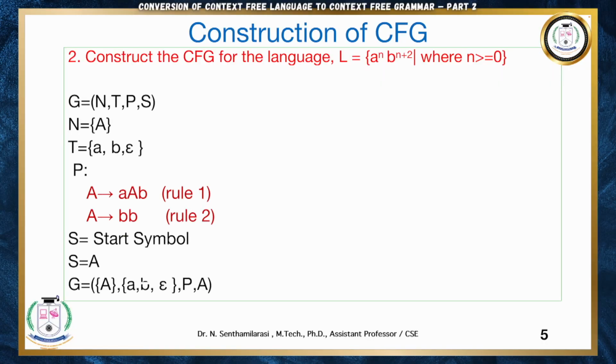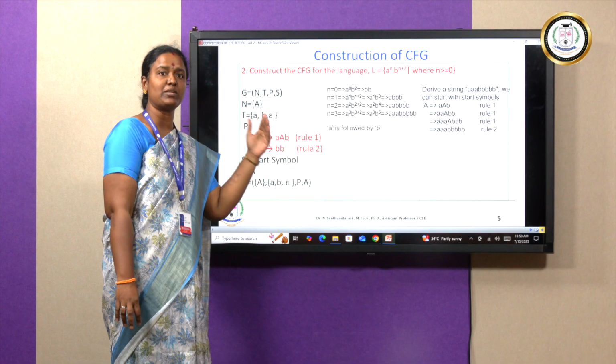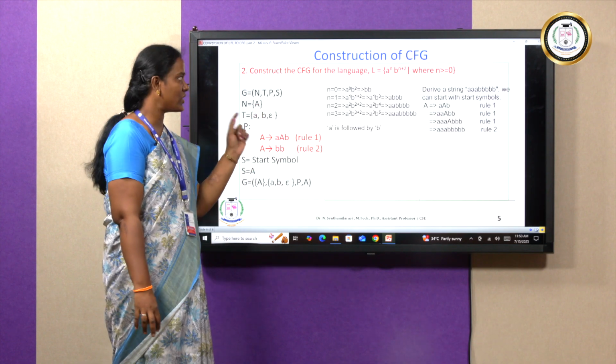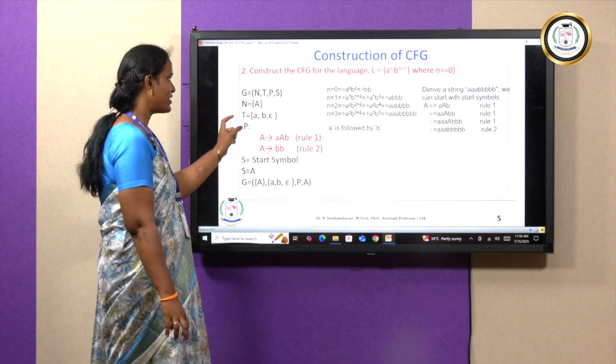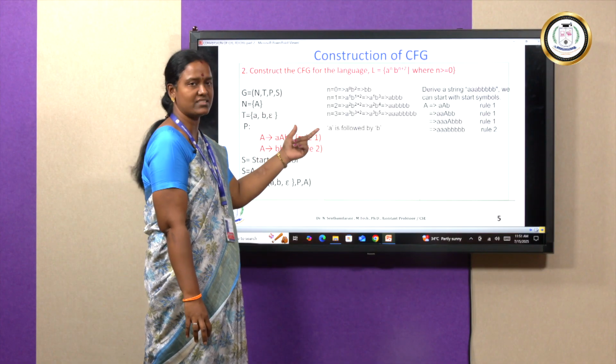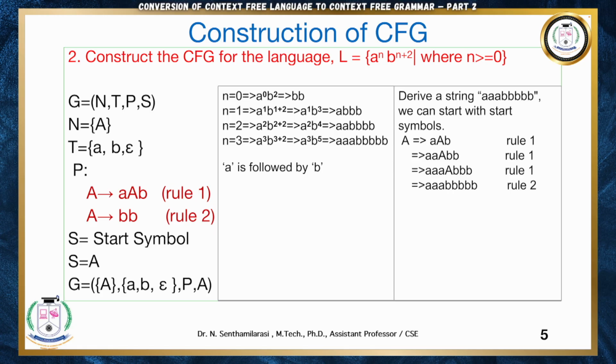So my second question is, construct the CFG for the language L equal to A power n B power n plus 2, where n is greater than or equal to 0. In the previous question we saw the multiples of A's. So in this question we are seeing the addition of B's. So here, how can we construct? Again the same thing, we are substituting for n equal to 0. It will be A power 0, B power 2, which is nothing but double B.